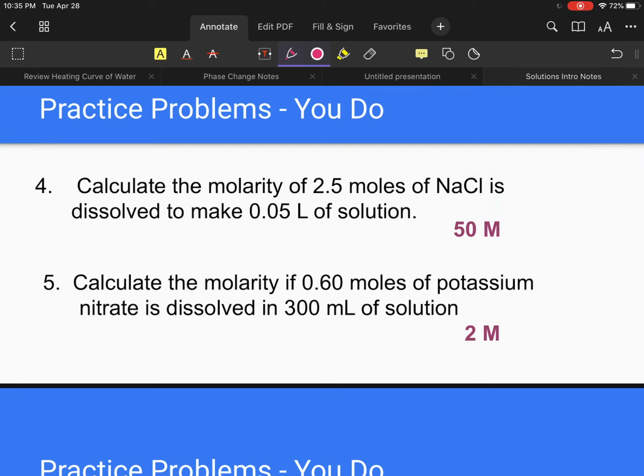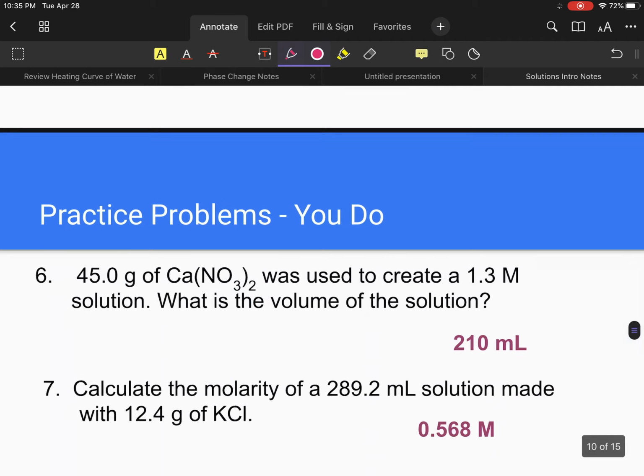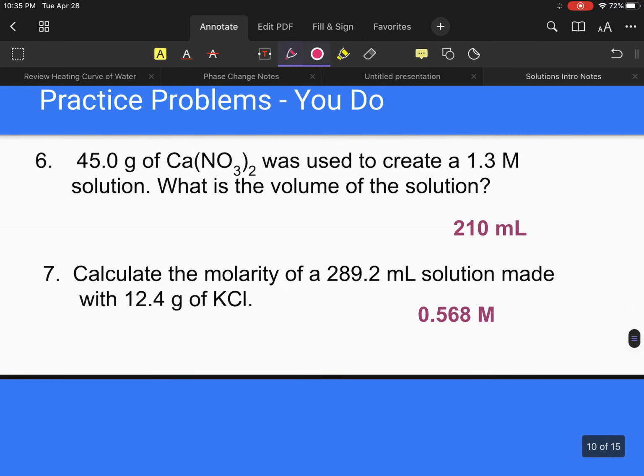Number 4 is just like number 1 and 2. Number 5 is just like numbers 1 and 2. I'm given moles over liters. Okay. 6 and 7 are again, I have grams. So I have to do something with the grams.